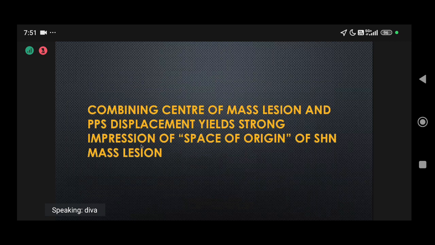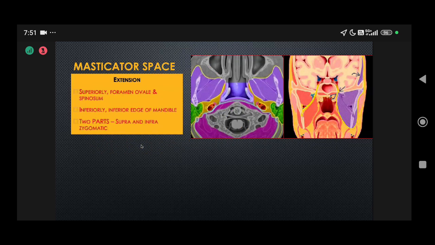So again we are revising: combining the center of the mass lesion and PPS displacement will give us a clue of the space of origin of the mass lesion. So now, what is this masticator space? As the name suggests, the major contents are the muscles of mastication.